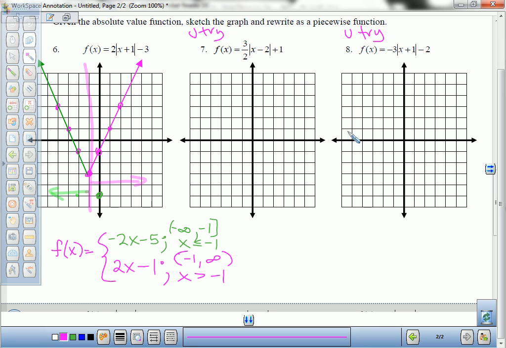Do you go up 3 over 2? This side, I think over 2 is right there. Up 3 over 2 is right there.